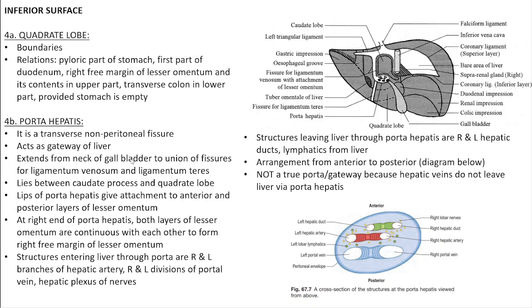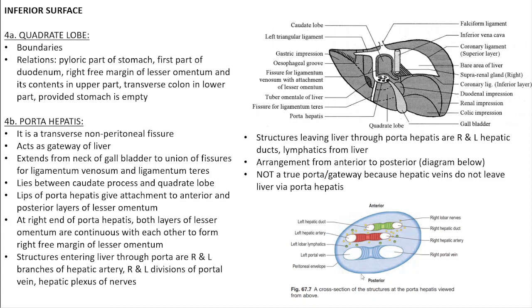Right. Now, the lips of the porta hepatis give attachment to the anterior and posterior layers of the lesser omentum. As I've already told you, at the right end of the porta hepatis, both these layers are continuous with each other to form the right free border of the lesser omentum. And the structures entering the liver and leaving the liver, I've already told you. Structures leaving the liver are the hepatic ducts and lymphatics. The arrangement from anterior to posterior you should know.